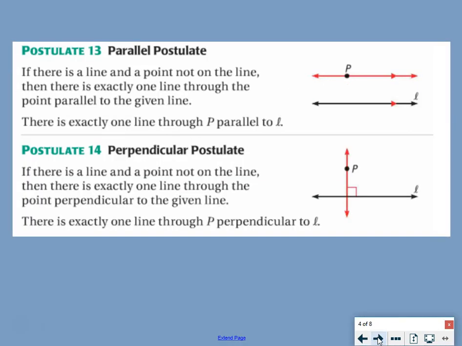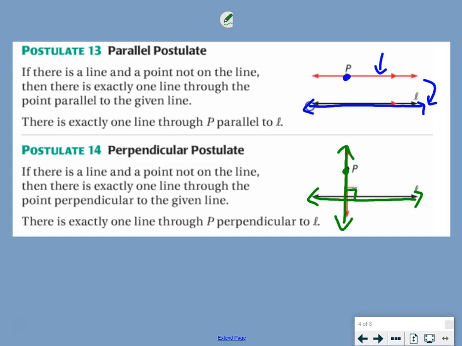Next piece, if you look at your resource sheet, we have two postulates. We have the parallel postulate and the perpendicular postulate. The parallel postulate states if there's a line and a point not on the line, then there's exactly one line through that point parallel to the given line. So if we're given line L and point P not on line L, then there is exactly one line that will be parallel to line L through that point. Same concept, but with perpendicular. For the perpendicular postulate, if you have a line and a point not on the line, then there will be exactly one line through that point that is perpendicular to the given line.